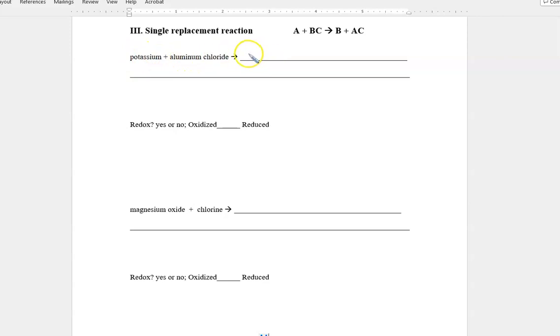So the first blank is always for words. So we're going to write aluminum. That's the one that now is going to be single. And we're going to put a plus. The new compound is now potassium, and the potassium is going to be bonded with the chloride. Does that make sense? Hope so.